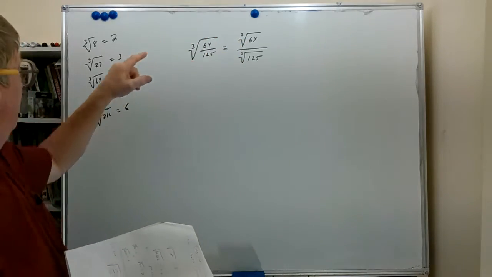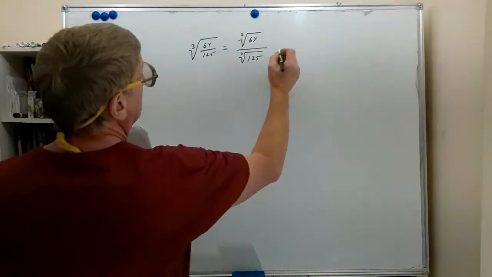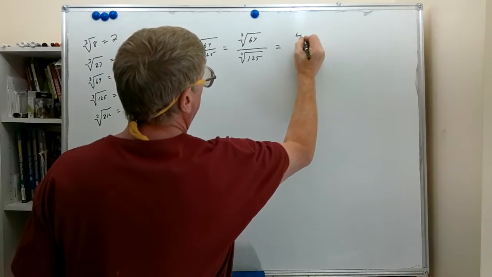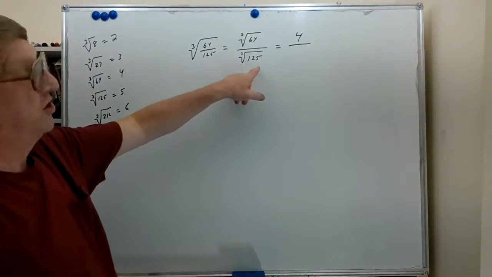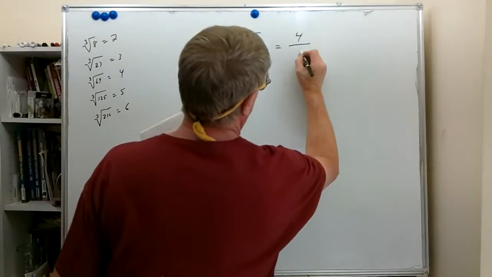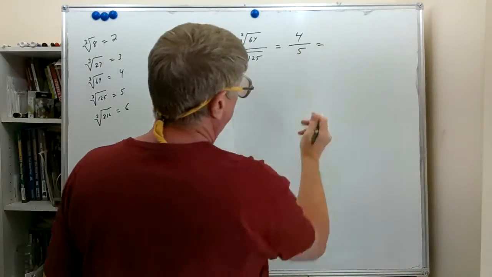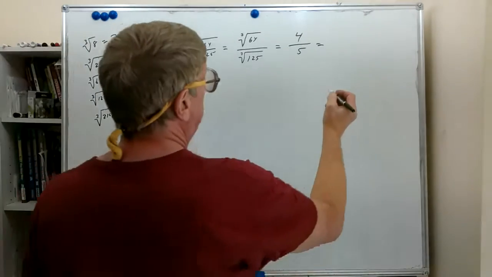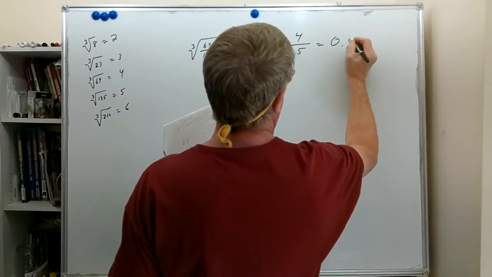The cube root of 64, we see that's 4. So we can replace the numerator with 4. The denominator, the cube root of 125, which we've worked out here, we see that's 5. So this is equal to 4/5. And if you want to do the decimal fraction, that would be 0.8.